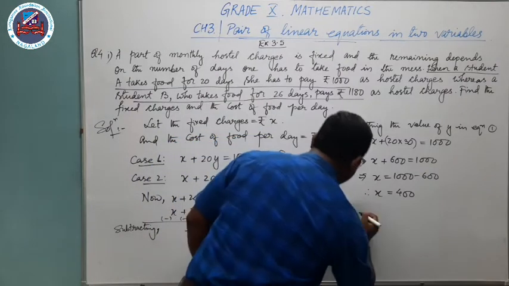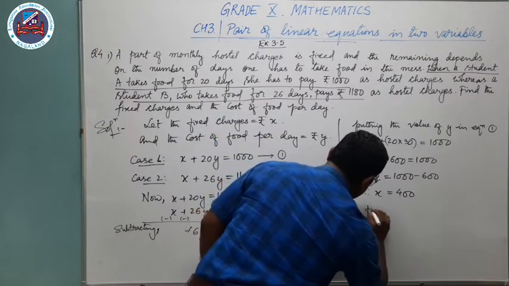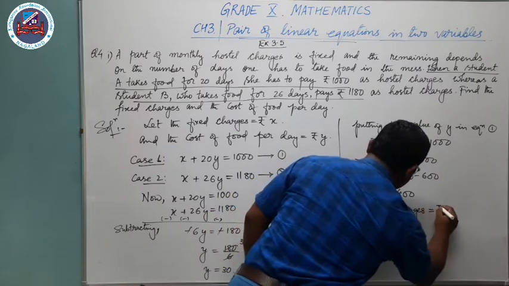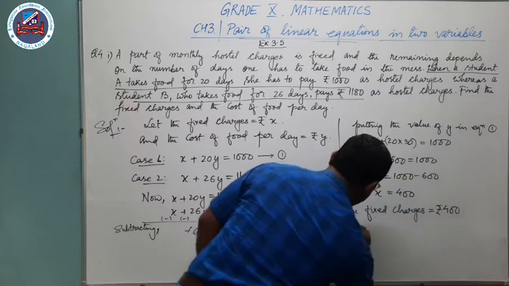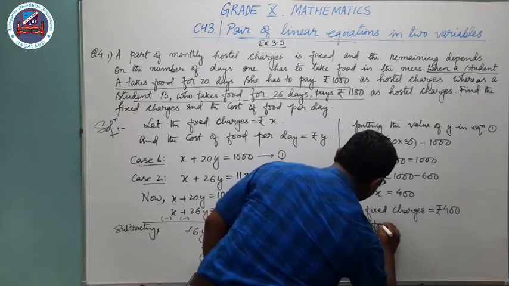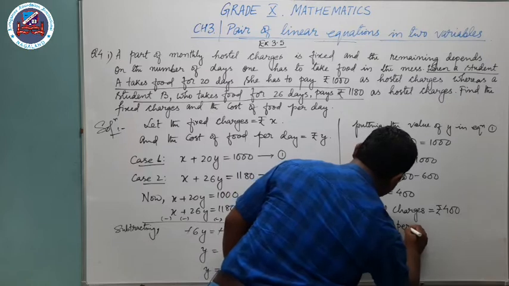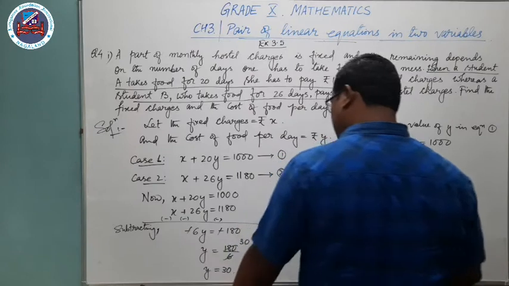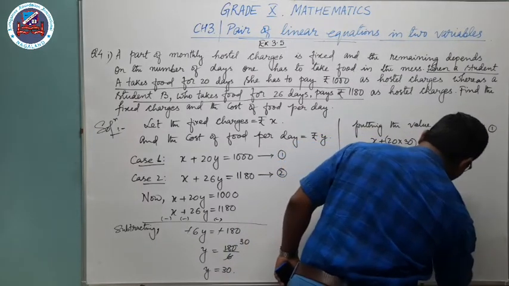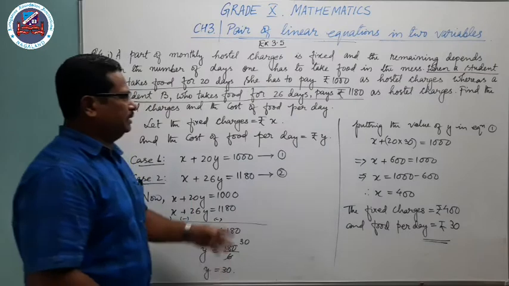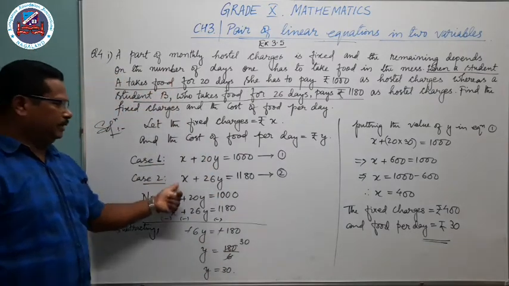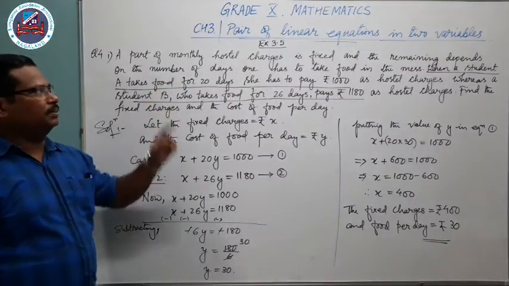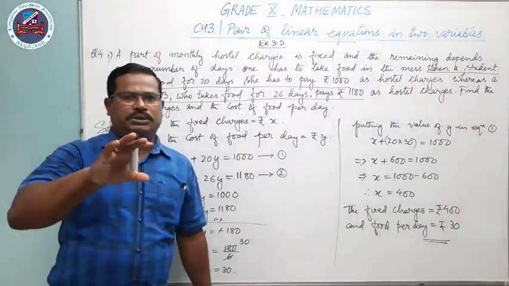So you can conclude the fixed charges are equal to rupees 400, and the cost of food per day is rupees y, which is 30. This way you can solve it. It's very simple. Once you understand the question and you can make the equations, you have to go for solving. Now let us see exercise 3.6. There some equations will be given to you.